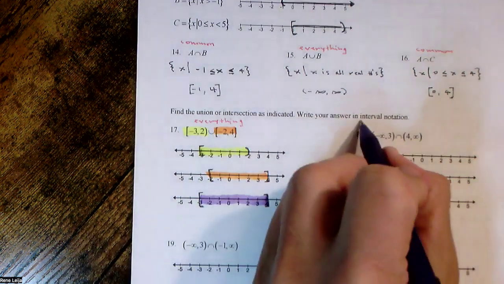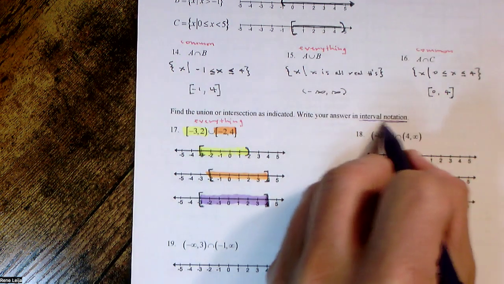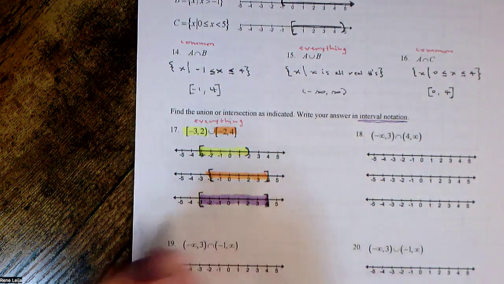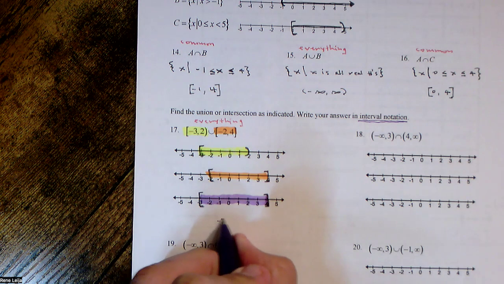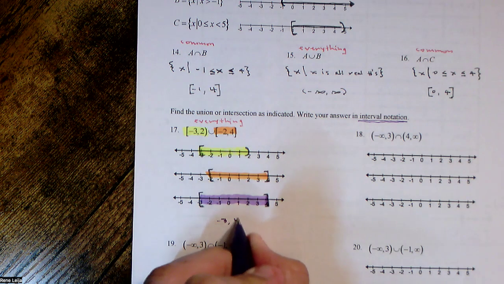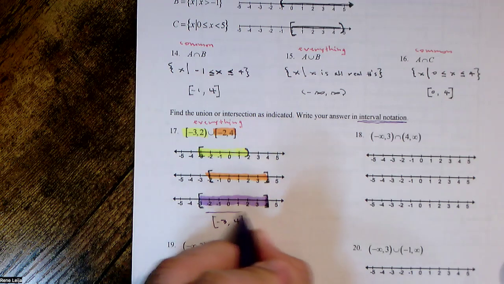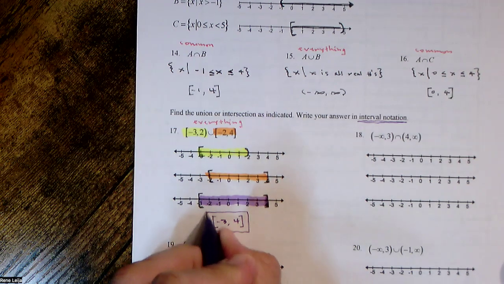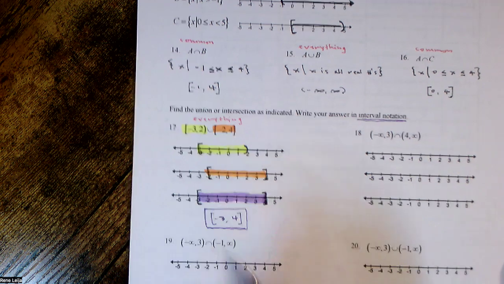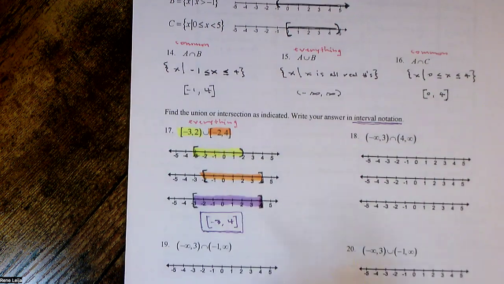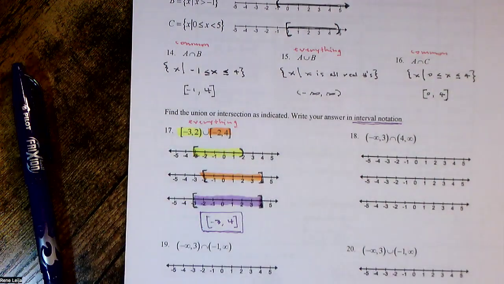They want my answer in interval notation. So I'm going to pull my answer from this. So we start at -3 and it goes all the way to 4 and they both have brackets. Okay. So it's always easier to graph them individually, pull them together so that you can see what the graph is going to look like.